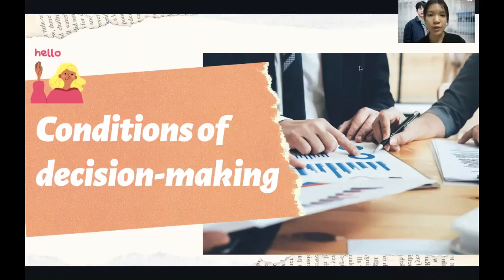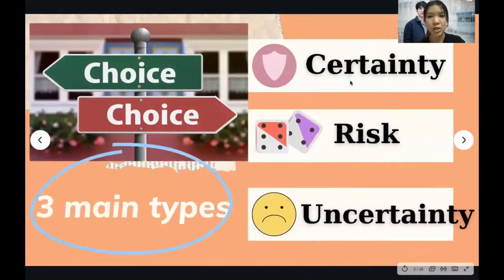As you know, every day a manager has to make hundreds of decisions in the organization. There are different conditions in which decisions are made. Managers sometimes have an almost perfect understanding of the conditions surrounding a decision, but sometimes the contrary. So generally the decision maker makes decisions under three main conditions, which are certainty, risk, and uncertainty. Now let's take a look at the characteristics of each.